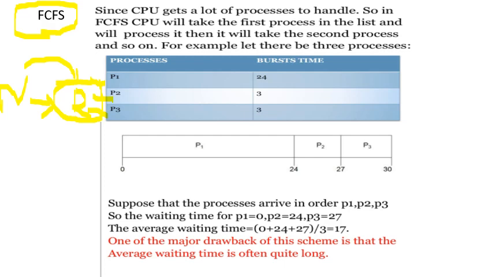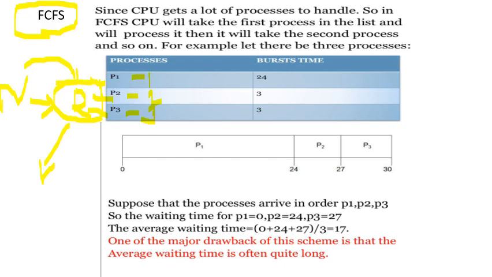Coming to FCFS, what it will do is select the processes from the ready queue based on their arrival time. As per this diagram, process P1 has arrived first, process P2 second, and process P3 third. Whatever the burst time might be, this algorithm will check the arrival time of each process.